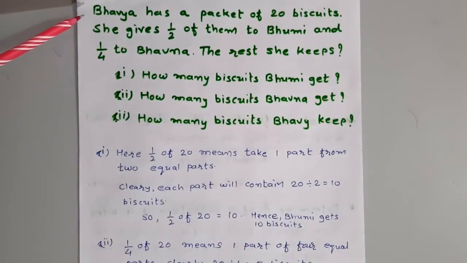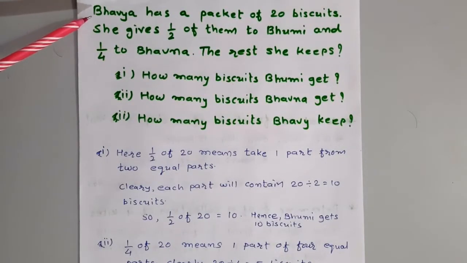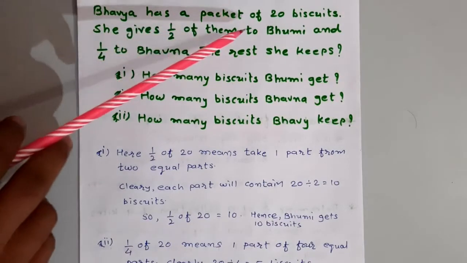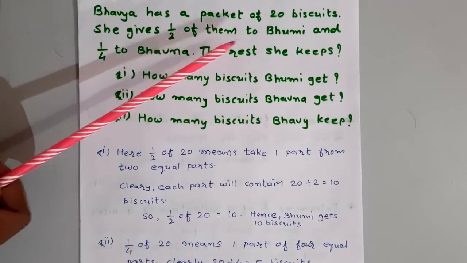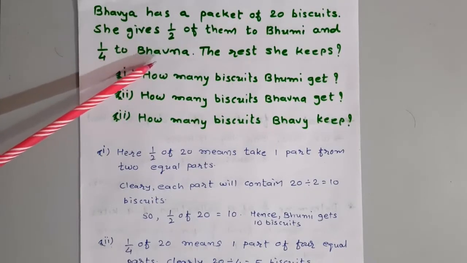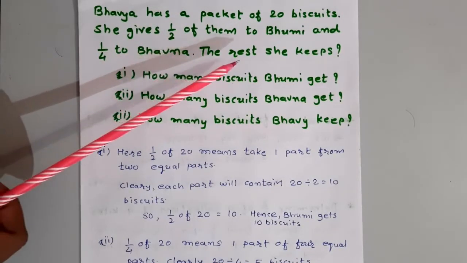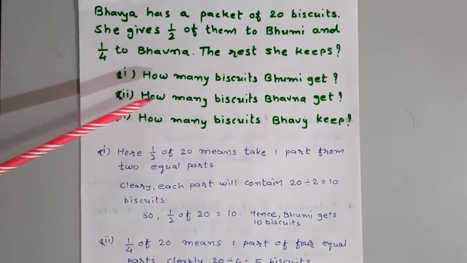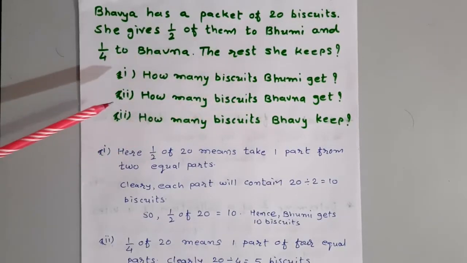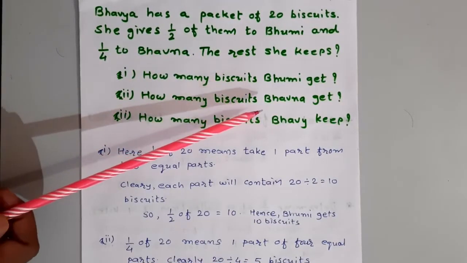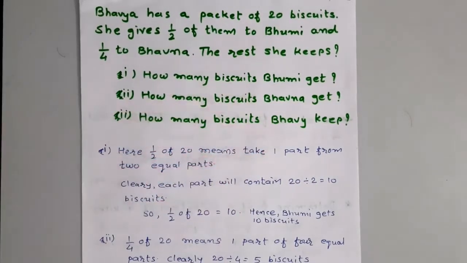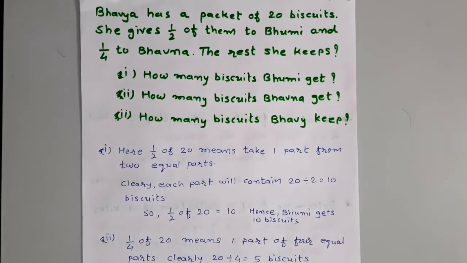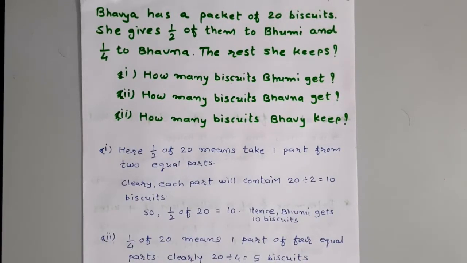Now think about one condition, like Bhavya has a packet of 20 biscuits. She gives one half of them to Bhumi and 1/4 to Bhavna. The rest she keeps. So how many biscuits does Bhumi get? How many biscuits does Bhavna get? And how many biscuits does Bhavya keep? So let's solve this problem in terms of fraction.